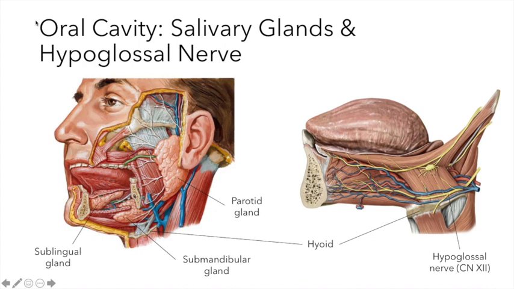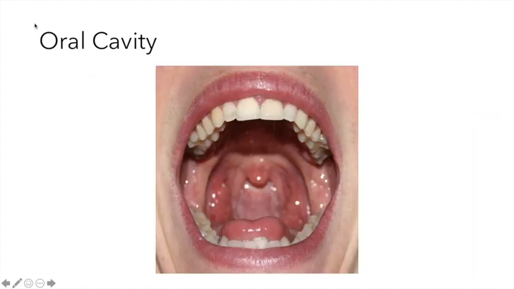And then next you can see the hyoid bone, which is a unique bone that doesn't articulate with any other bones, and you can see it in both of these images here. Okay, now we're looking at an image of an oral cavity.